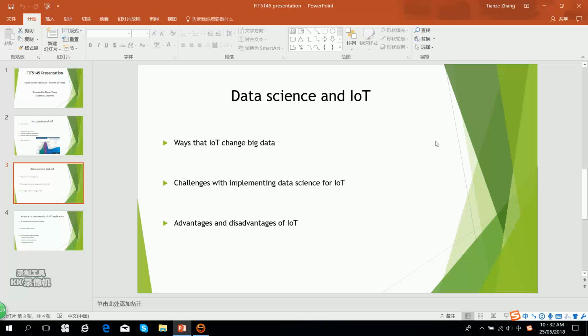Also, the Internet of Things will capture every part of customers' information, including sensitive information. So privacy is another big issue.